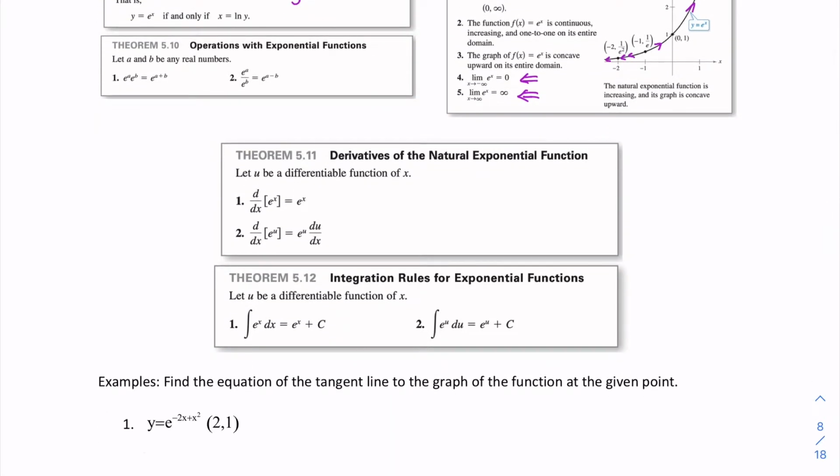And the derivative of e to the x is e to the x itself. For e to the u, we have to use the chain rule. And the antiderivative gives itself, and the integral of e to the u du gives us e to the u. So this is what we need to do for u substitution.